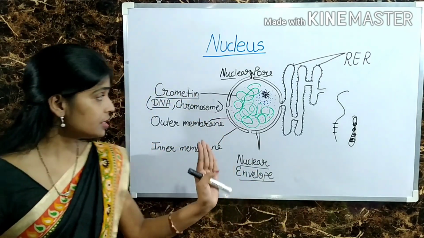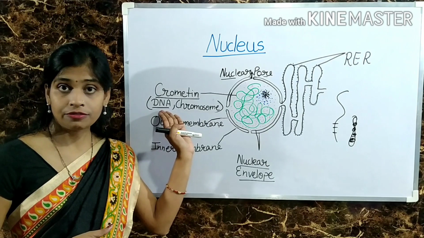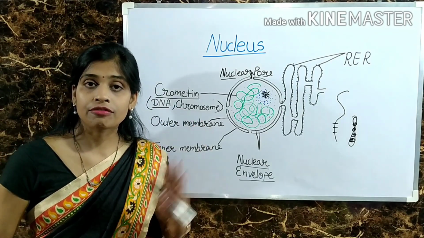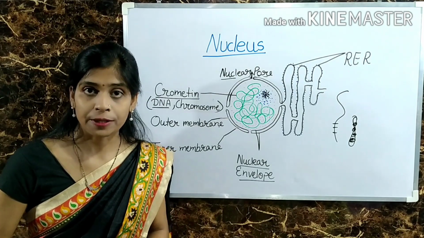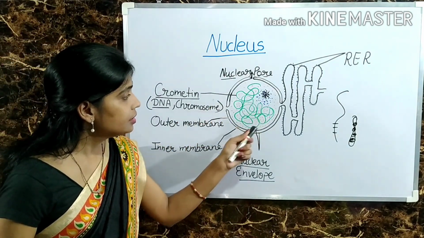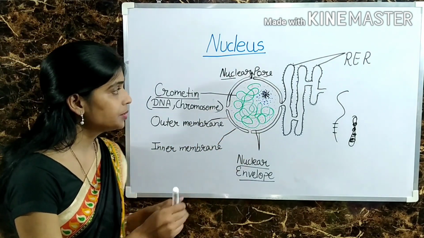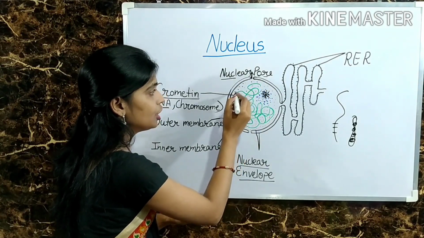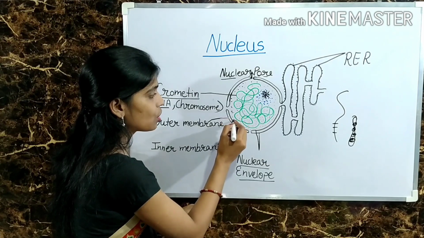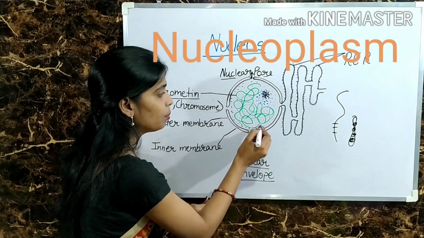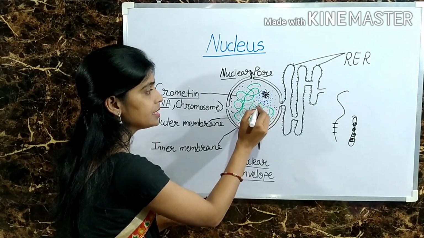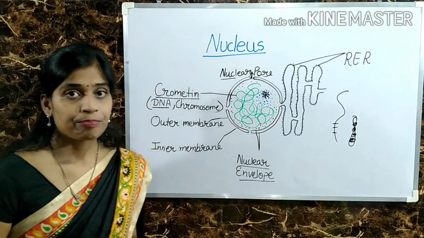So a major function of the DNA is the transfer of the hereditary characters from the parents to the offspring. And in the nucleus, the dotted structure, the living fluid inside the nucleus, is called the nucleoplasm. Nucleoplasm is a living fluid inside the cell.